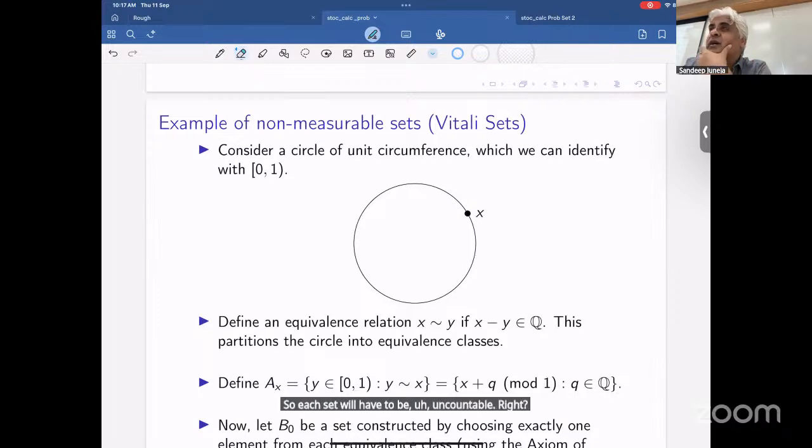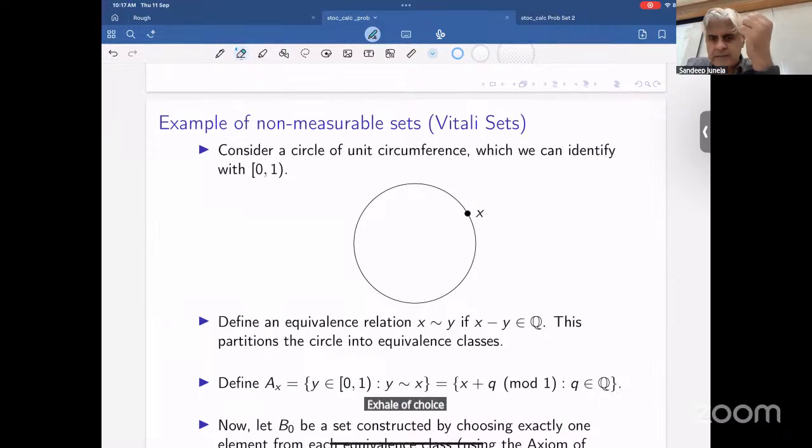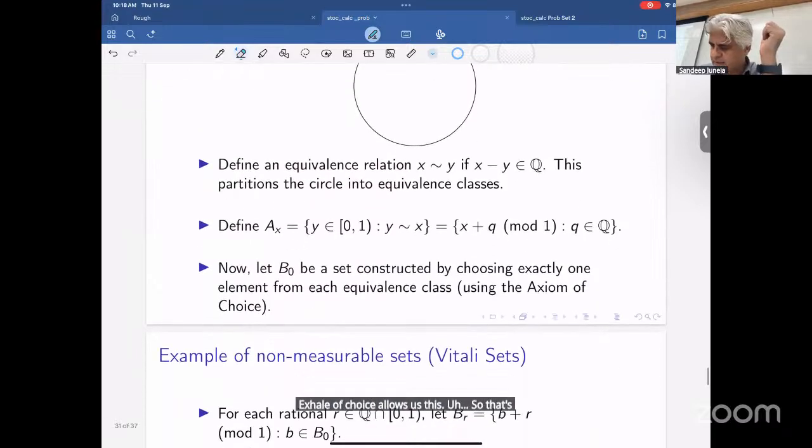And what we'll do is we'll use the axiom of choice to collect 1 point from each of these sets, right? Each set again has countably many elements. There are uncountably many sets. We take 1 point from each of them. We get a set with an uncountable number of members. Axiom of choice allows us this, right? So that's going to be a set B0.